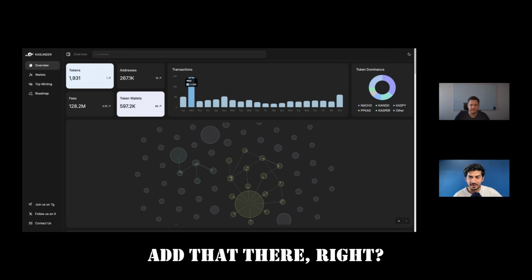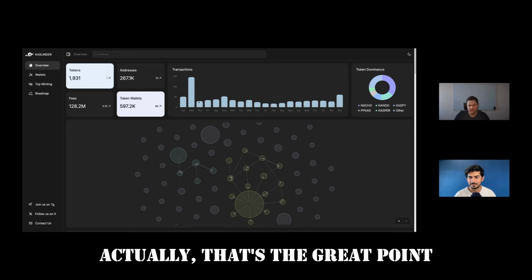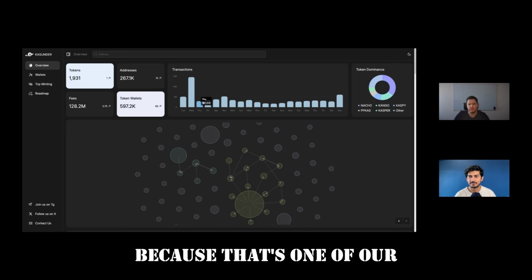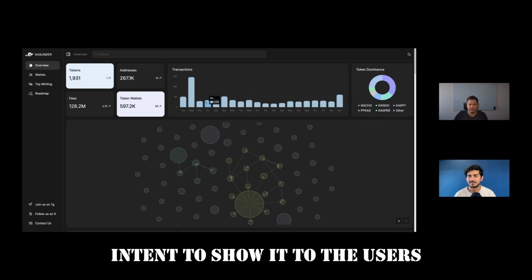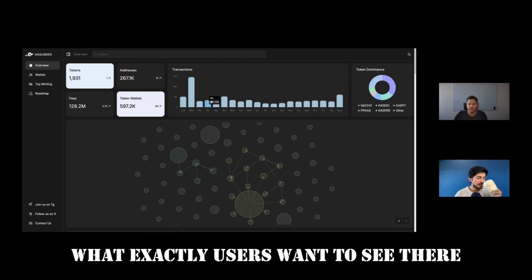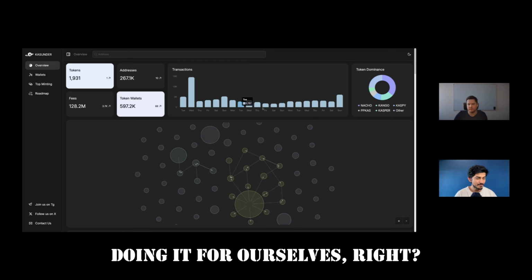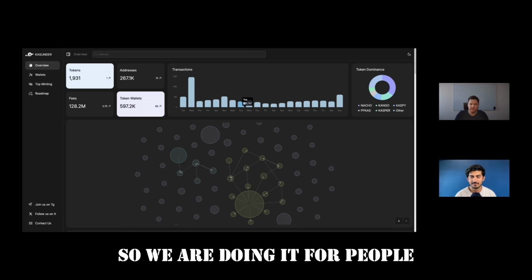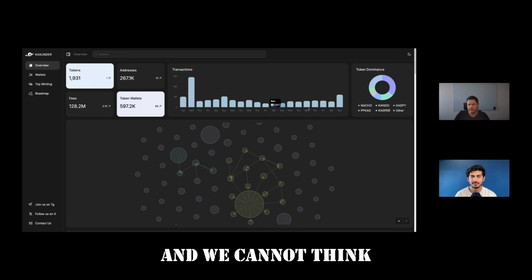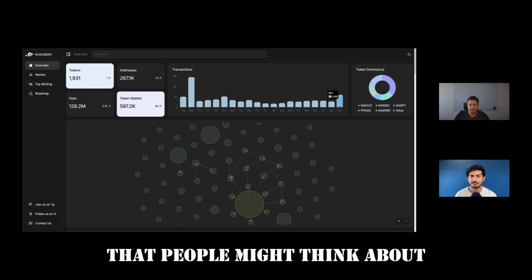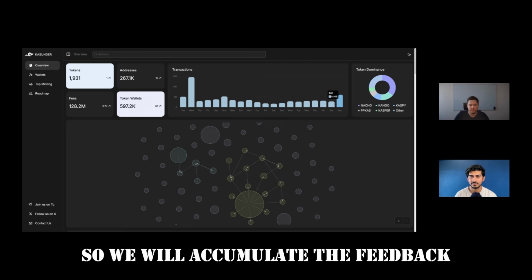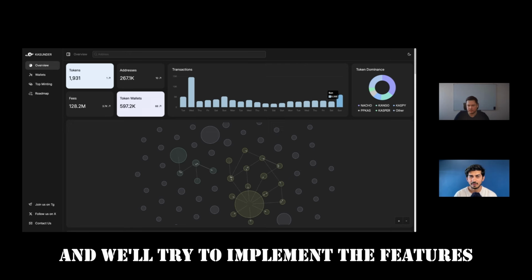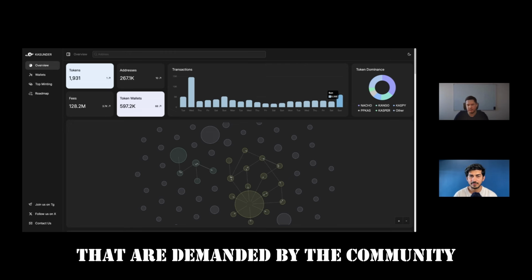Okay, but you're going to add that there, right? And actually, that's a great point, because that's one of our intents, to show it to the users and then get the feedback on what exactly users want to see there. Yeah, because we are not doing it for ourselves, right? We are doing it for people, and we cannot think about all the use cases that people might think about. So we will accumulate the feedback and try to implement the features that are demanded by the community.